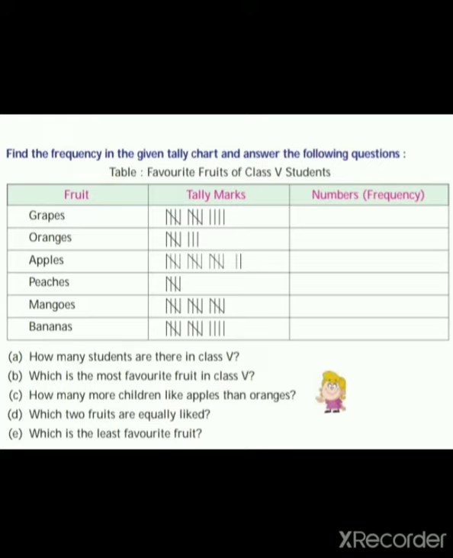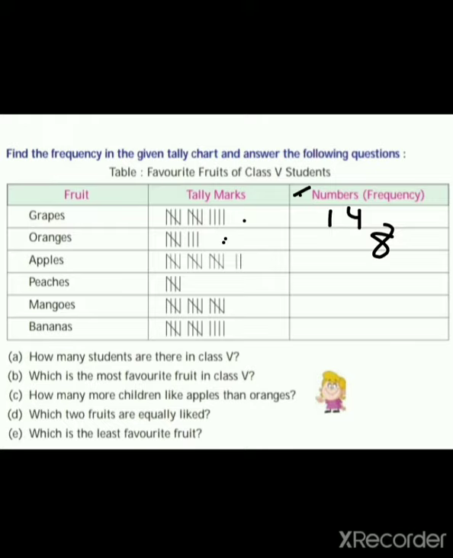First of all, grapes. You can count these tally marks and by adding them we get the number, meaning the frequency of students. Okay, 5 plus 5 plus 4. So grapes are liked by 14 students. You can count them, 5 plus 5 plus 4. Second, oranges, 5 plus 3, so 8. Oranges are liked by 8 students.